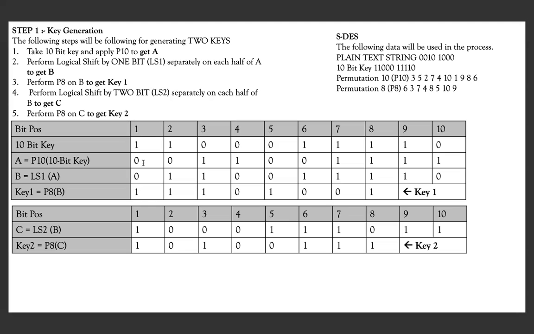So as you can see here, this is my A, and logical shift by 1 bit means that I simply take all of these bits till here, and I'll move these 4 bits 1 position to the left. And by the way, any bits that I'm dropping from this side will end up on the other side. So basically, if I'm losing this 0 on the left, it will end up at the tail. So 0, 1, 1, 0 will come.